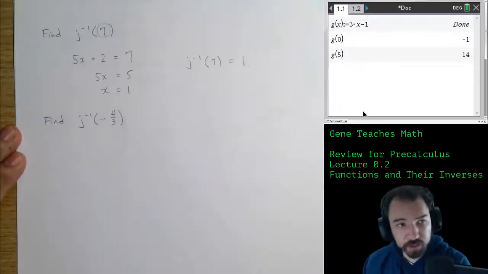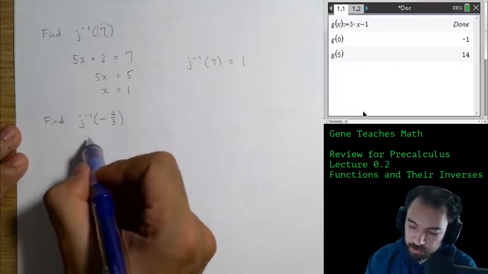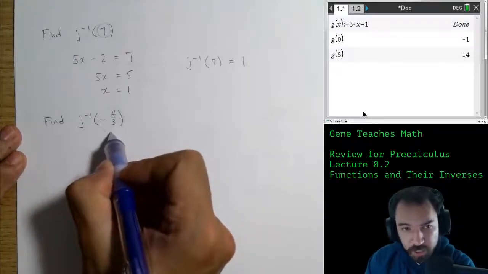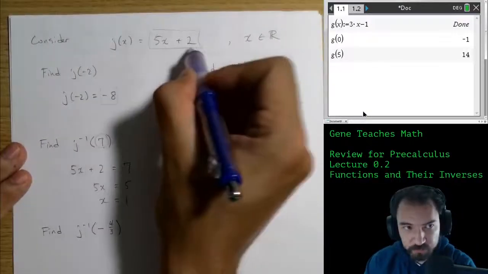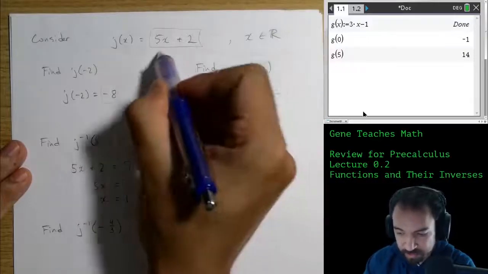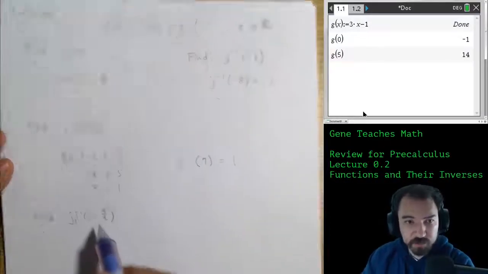We can be even more obnoxious with this. So that means I need to work backwards, starting with the output of j. So the expression j of x needs to evaluate to -4/3, which means I can set this equal to -4/3 and solve for x.